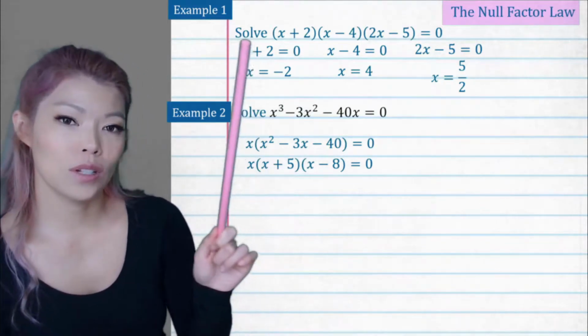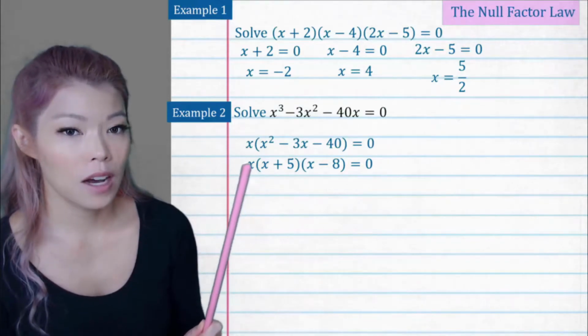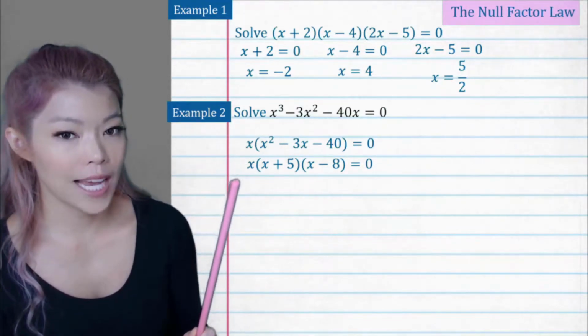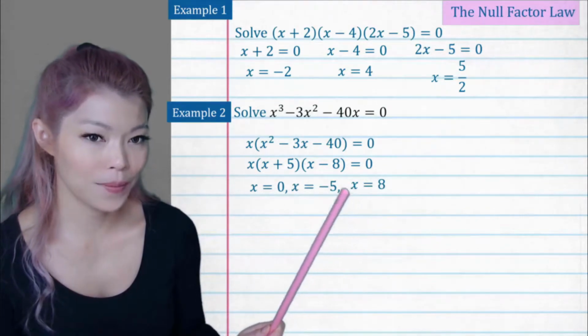So now we can do the same as example 1. We use the null factor law, and we know that our x-intercepts, our solutions or our roots are x equals 0, x equals minus 5, and x equals 8.